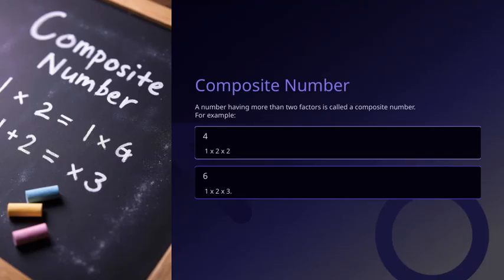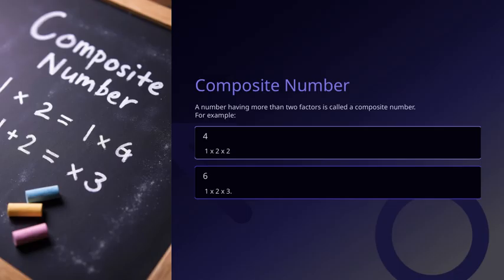Let's talk about composite numbers. A composite number is a number that has more than 2 factors. In other words, it can be divided evenly by numbers other than just 1 and itself. For example, take the number 4. Its factors are 1, 2, and 4. Since it has more than 2 factors, 4 is a composite number.